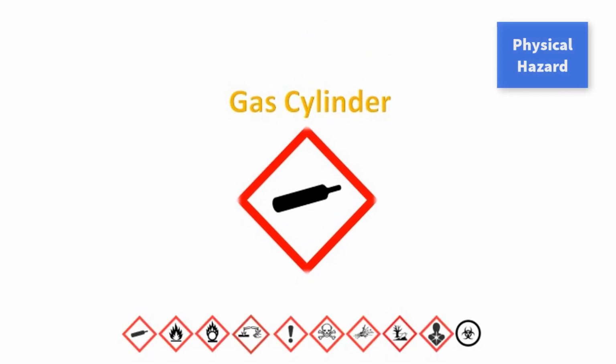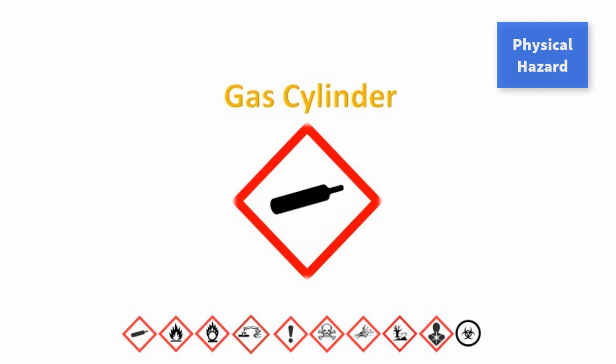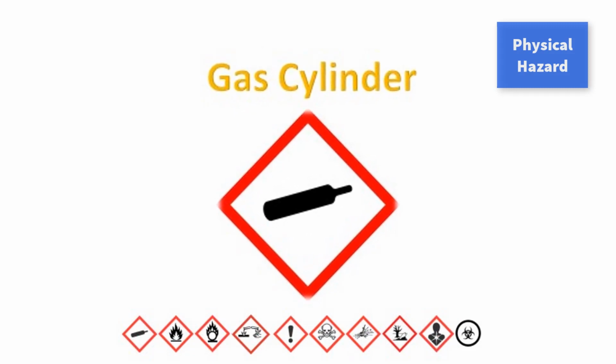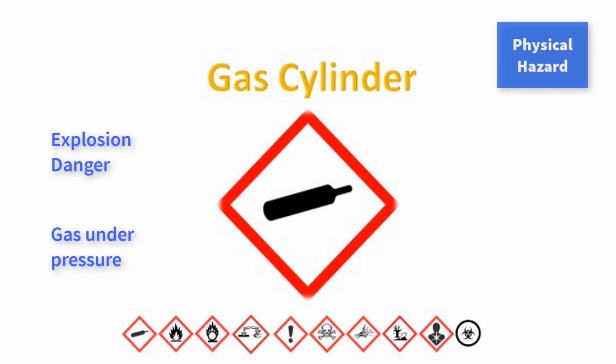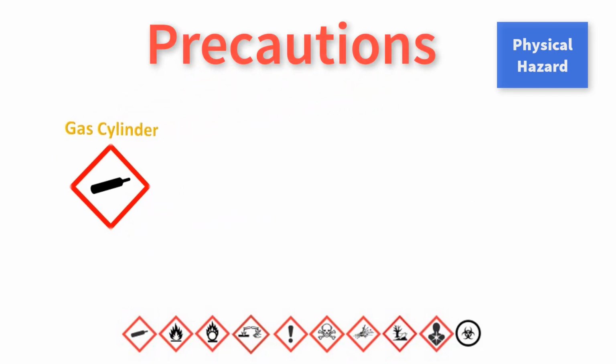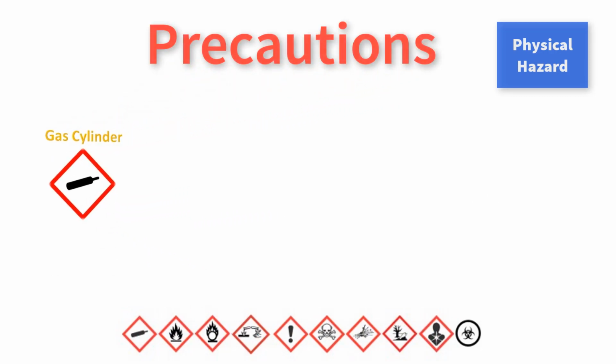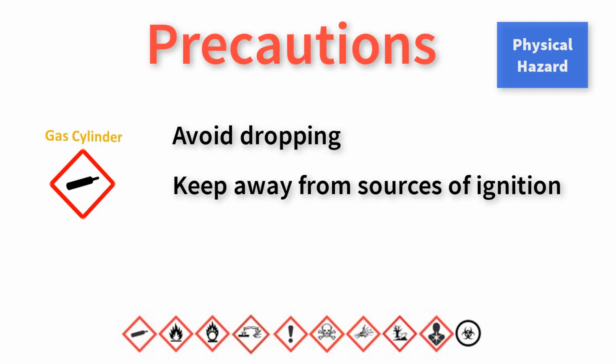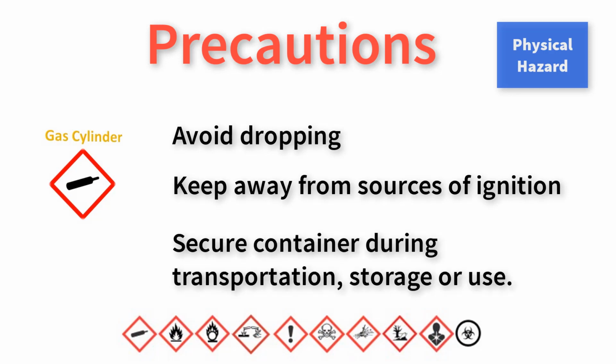The first pictogram is the gas cylinder. This symbol falls under the physical hazard group and indicates that the material poses an explosion danger due to the gas being held under pressure in a cylinder. The container could also potentially explode if it's dropped or heated. Precautions to take when handling gas cylinders are to handle it with care, avoid dropping the container, and keep this material away from potential sources of ignition. Also make sure that the container is secure during transportation, storage, or use.